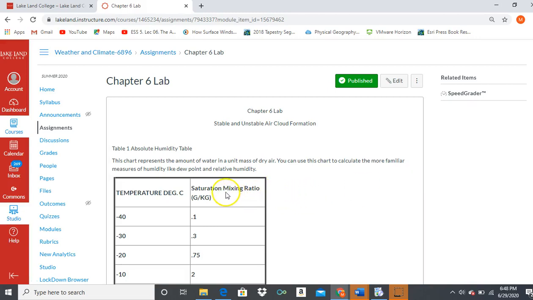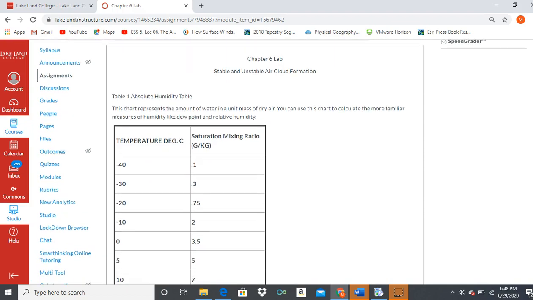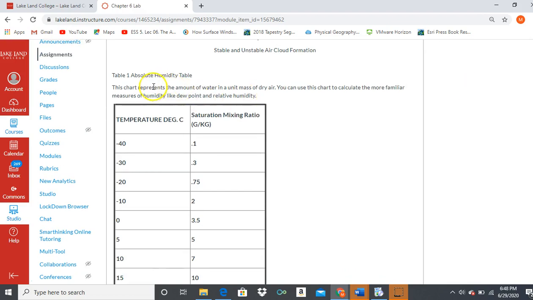Hello, this is the Chapter 6 lab, and I wanted to provide a little tutorial here for you to go over some of the concepts so you won't get confused on this lab. The Chapter 6 lab is applying concepts of absolute humidity and using a table of absolute humidity values, showing you how at differing temperatures how much water can be held in the air per kilogram in grams.